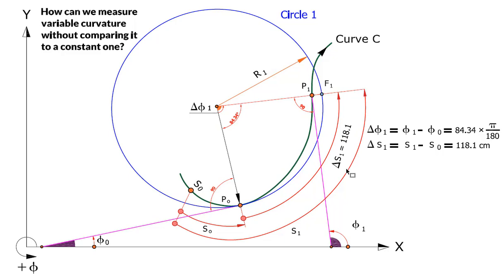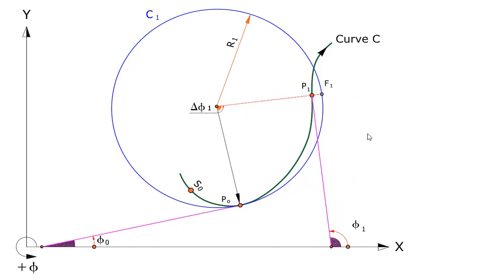So we write that down, and now we need to find the approximate curvature at this point, which is the curvature of this circle. So that is K1. We divide delta phi 1 over delta S1 as we have seen before, and we get 1 over 80. So circle C1 is passing from P1, and the curvature of this circle is just an approximation of the curvature of curve C at point P0.